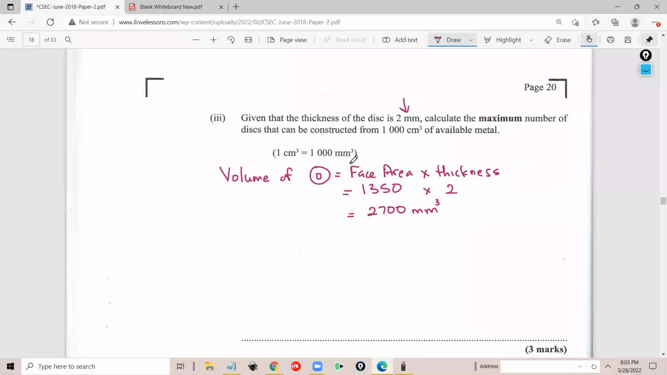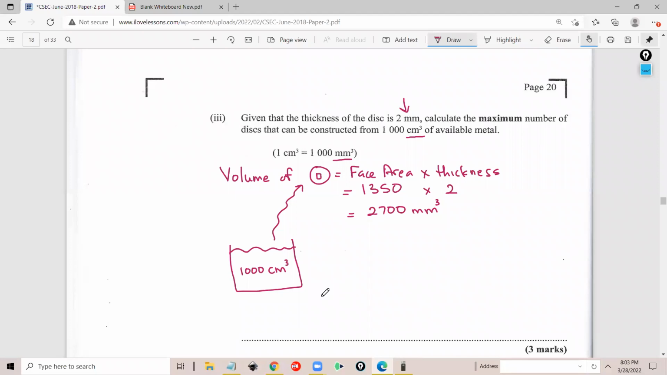Now here's the thing. We have 1,000 here and 1,000 here, so people might think these are the same thousands. But look at it. This one is in centimeters cubed, and this one is in what? Millimeters cubed. So apparently, you buy some of the metal, and you're going to use this metal to make these discs over here. Now, how much of the metal did you buy? According to the question, you bought 1,000 cm cubed of the metal.